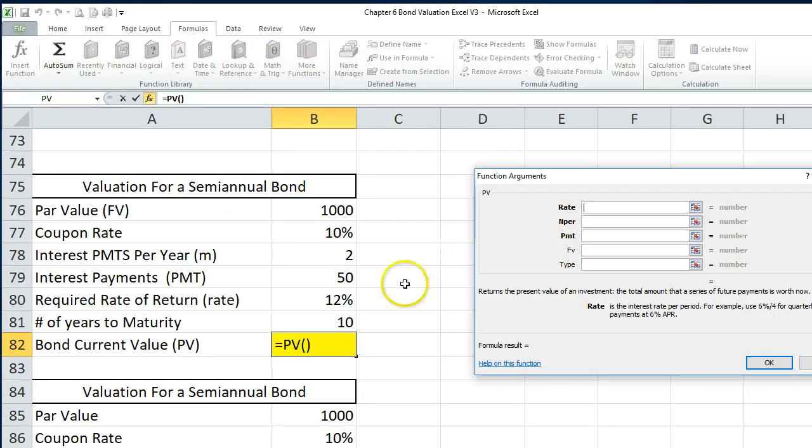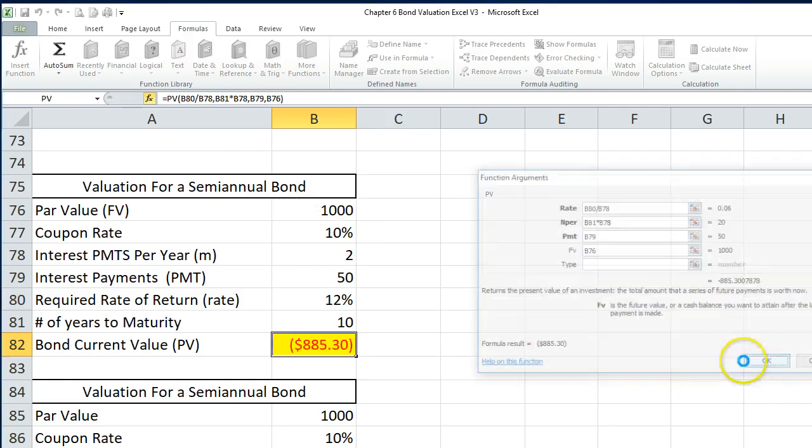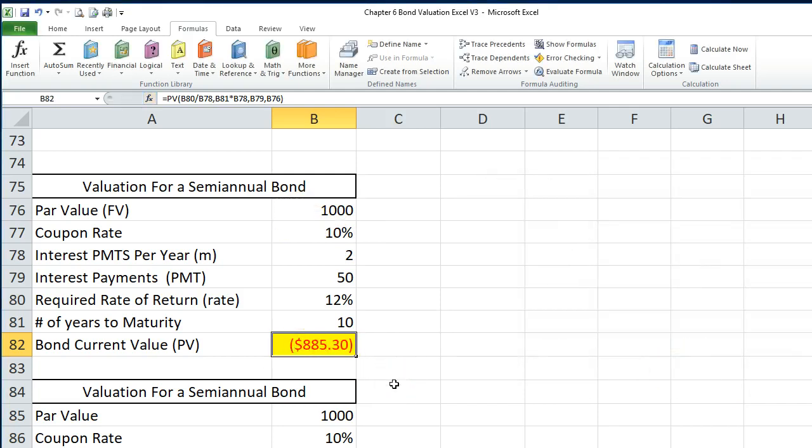Okay, so we have our rate, but we're going to have to divide this by our frequency. And our NPER is going to be number of years multiplied by our frequency. Payment is 50. Remember, the annual payment would be 100, but the semi-annual payment is 50, and the future value is 1,000. So that would calculate to $885 as the current value of the bond.